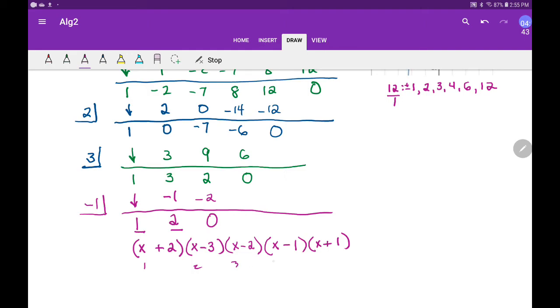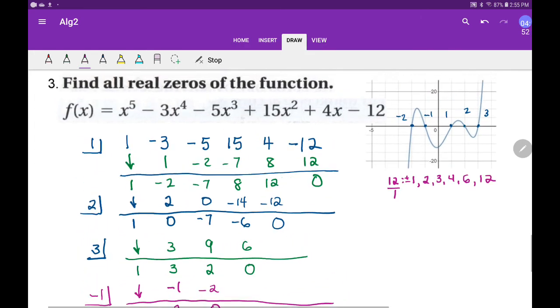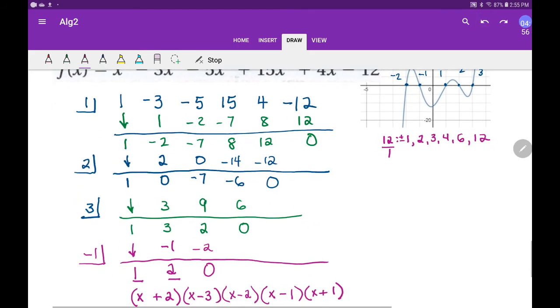Okay, so that should be 5. 1, 2, 3, 4, 5 x's. Yes, yes, yes. So 5 x's multiplied together is going to be x to the 5th. Okay? And there's no numbers out there except 1, so that makes even more sense.